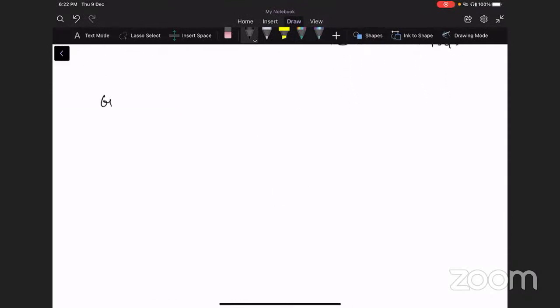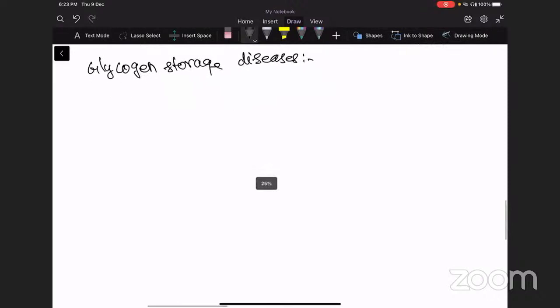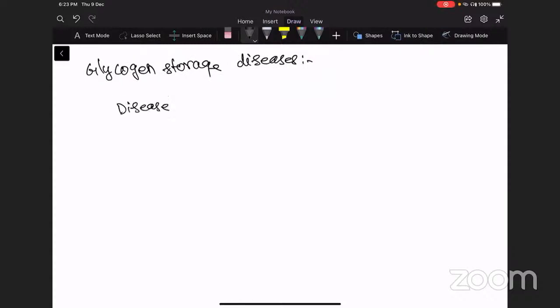We move on to glycogen storage diseases. The name of the enzyme that is deficient has been asked in the exam. Disease and the enzyme deficient.